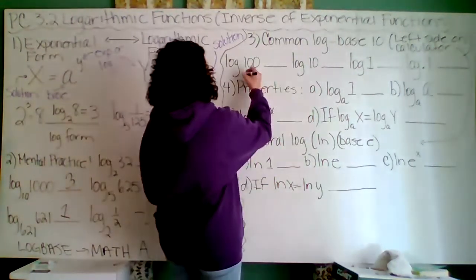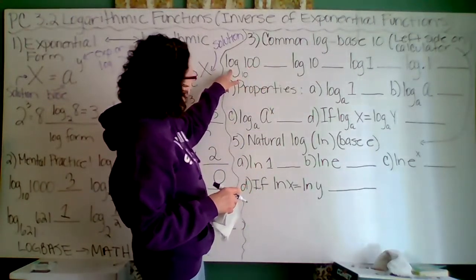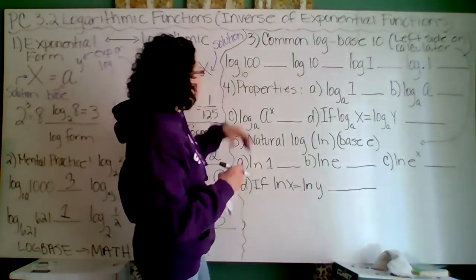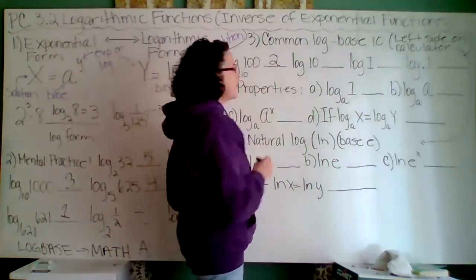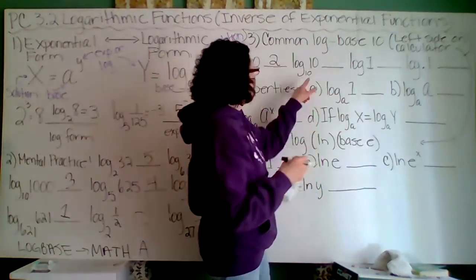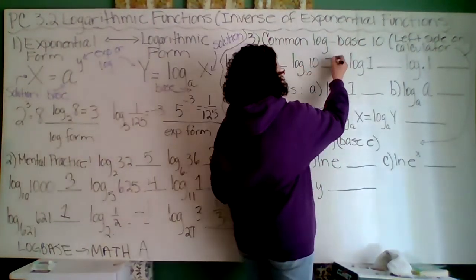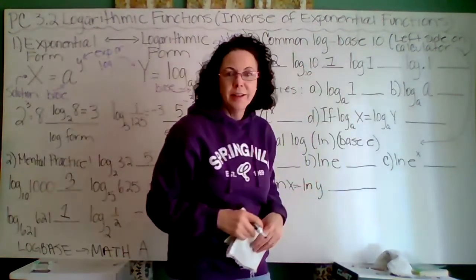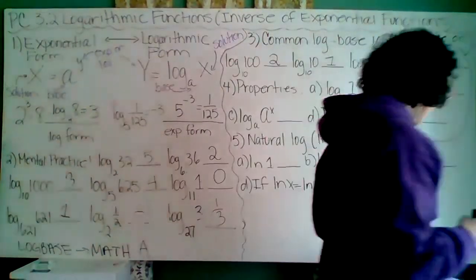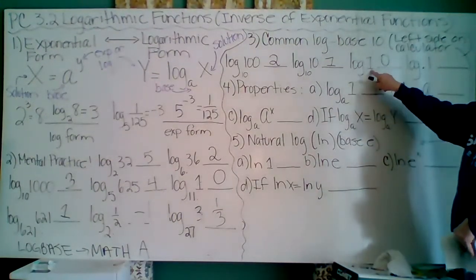So if it helps you, write the base in. When the base is 10, what is the exponent? Or the solution is 100, that would be 2. Right? Log base 10. When the base is 10, what is the exponent that will give you 10? 1. Log of 1, 0, right? For anything, when the base is 10, what's the exponent that gets you 1?